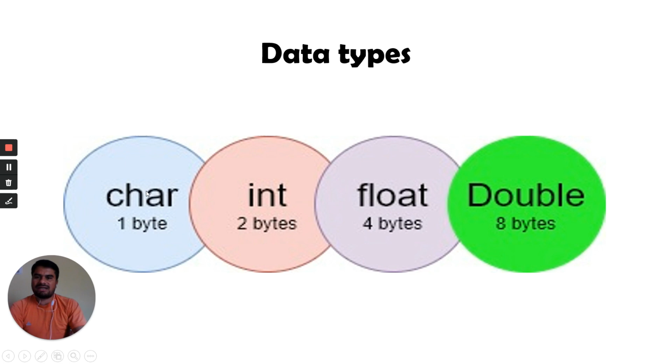Integer: both positive and negative numbers can be given as input and will be stored in memory. Its size will be 2 bytes. Float: when I declare a variable as a float, I can give decimal point numbers as input. Its size is 4 bytes. And finally, double is a data type whose size is 8 bytes. It is nothing but a long floating point number, which can be represented using double. So these are the four data types. As we progress, you will understand how exactly we can use these four data types in a program.